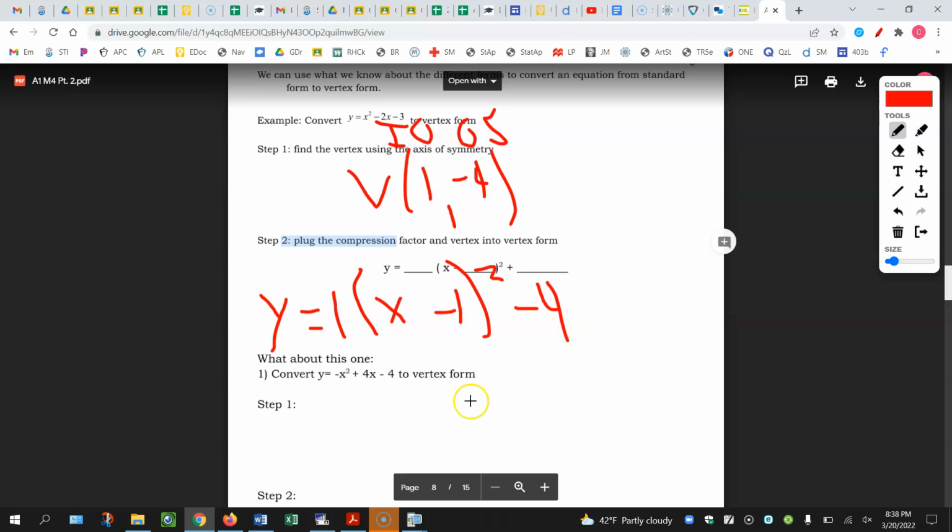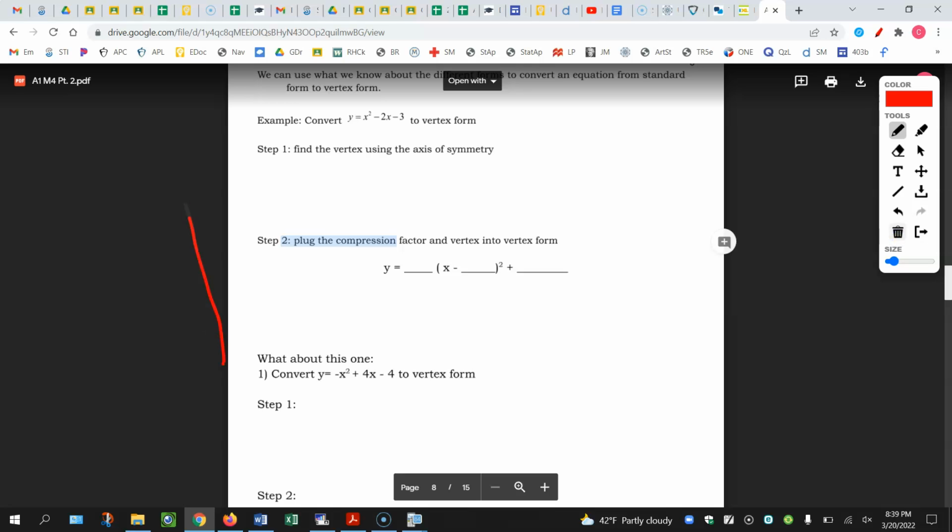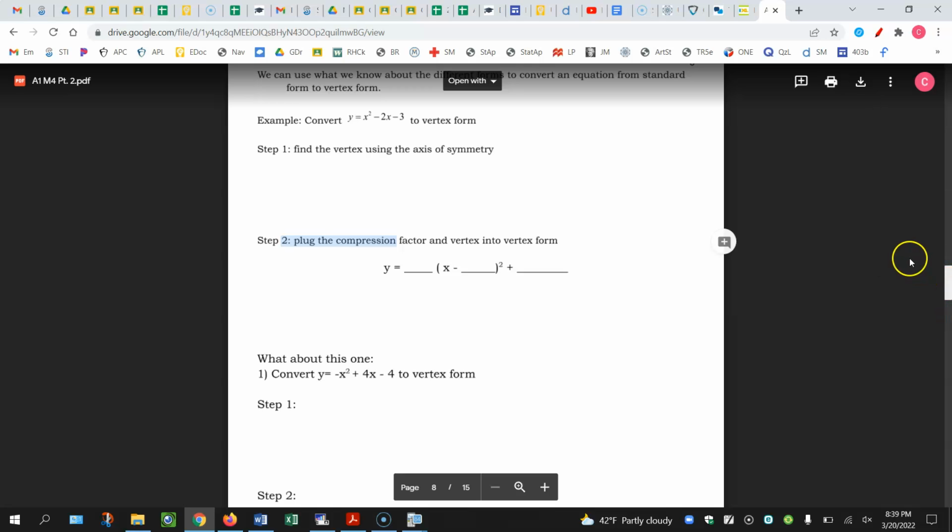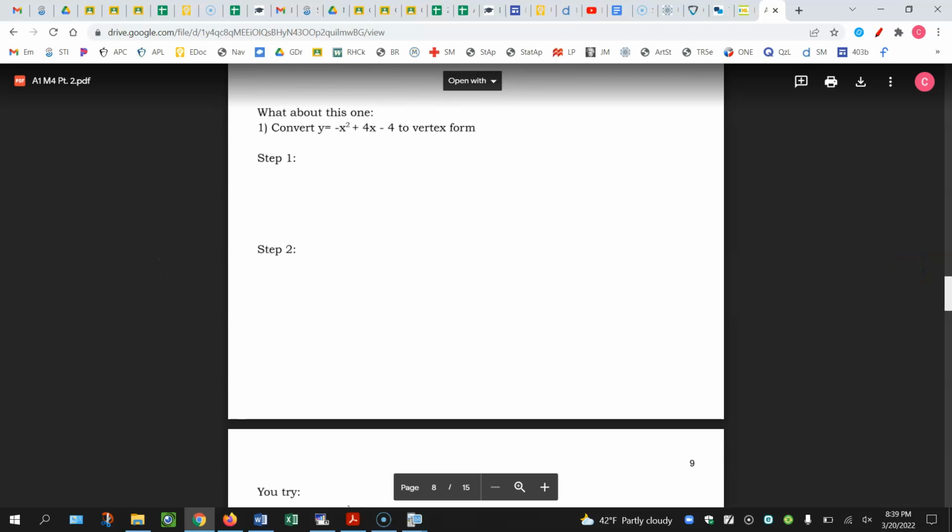All right, let's run through another one. Clear this out. This one at the bottom of the page. Okay, this one on the bottom of page 8, same idea.